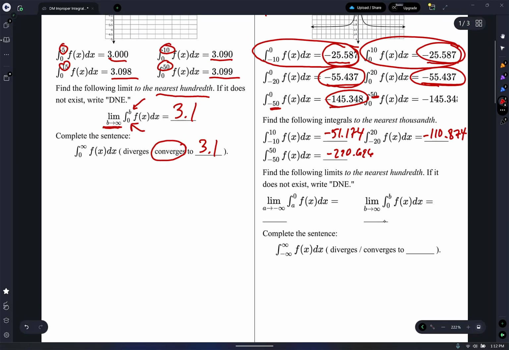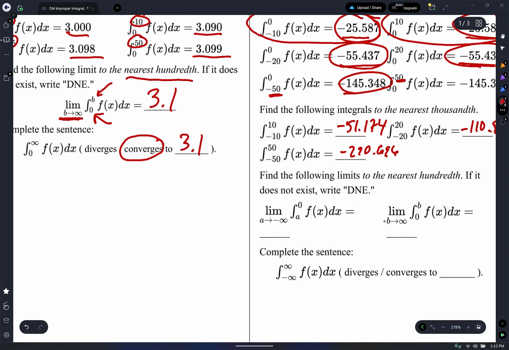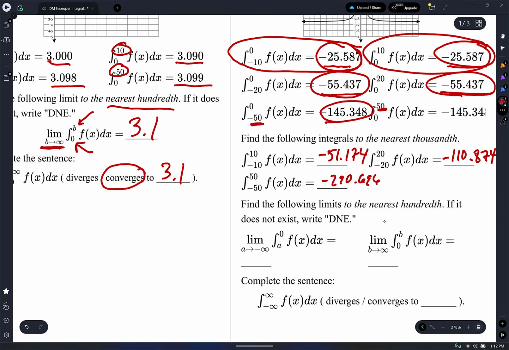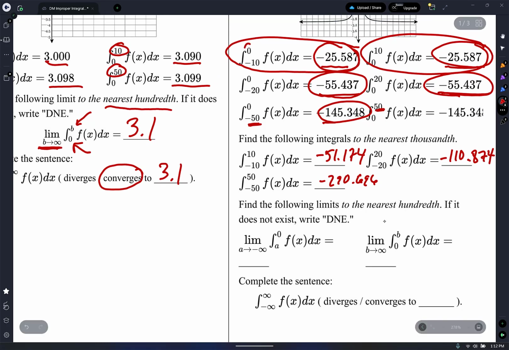So now it says this. Find the following limits to the nearest hundredths. If it does not exist, write DNE. Here's what we should be observing. Look at this one right here. From negative infinity to 0, notice, here's my top limit, 0 all the time. The bottom limit is growing in the negative direction: negative 10, negative 20, negative 50. Do these numbers look like they're converging or do they look unbounded? They just keep growing. Yeah, it's diverging. So this one, I'm going to write does not exist, because that's what it tells me to write.